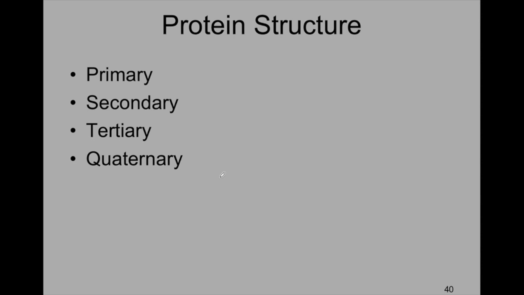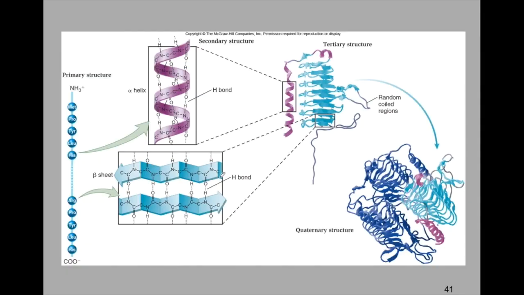So that brings us to protein structure, because how amino acids are put together to create polypeptides plays a really important role in the protein structure. And protein folding or protein structure occurs in 4 levels. The first level is known as primary structure.